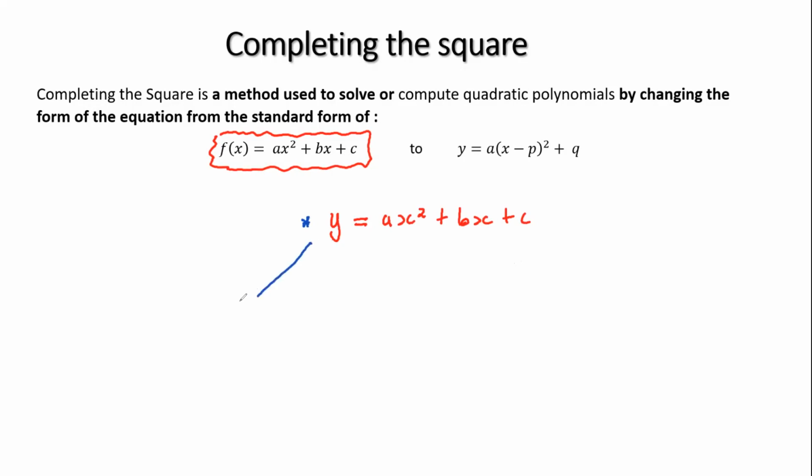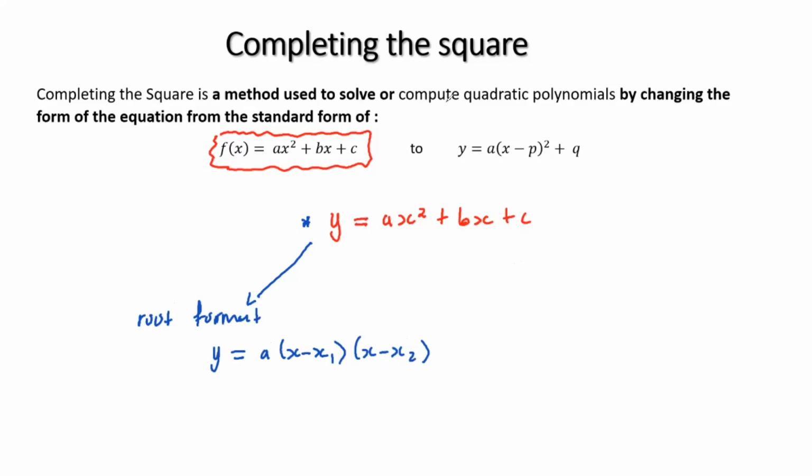You can write it in what is called the root format. In the root format, you're saying y is equal to a, then x minus x1, then x minus x2. This is the root format. When you want to move from the standard format to the root format, all you need to do is basically to factorize. So if you're given a quadratic equation and you're asked to write the root format, just factorize.